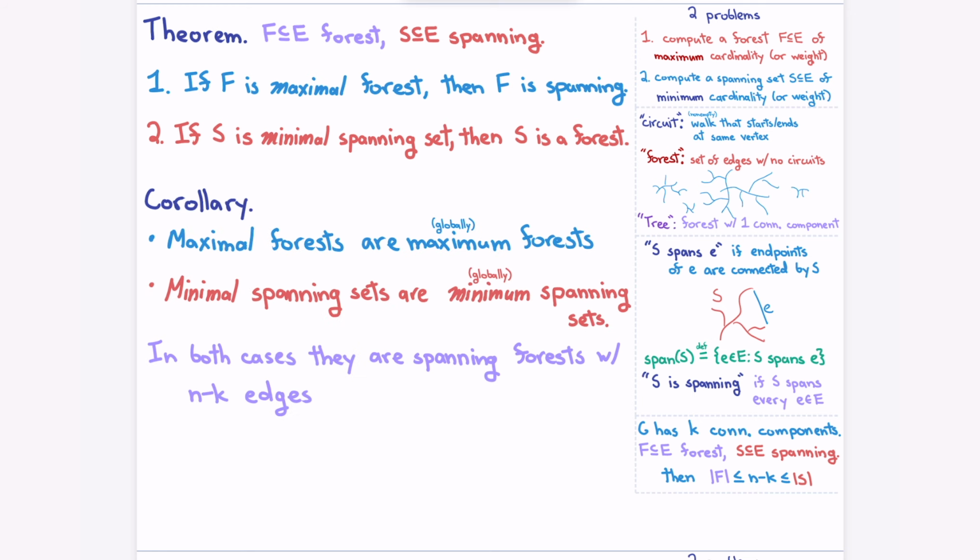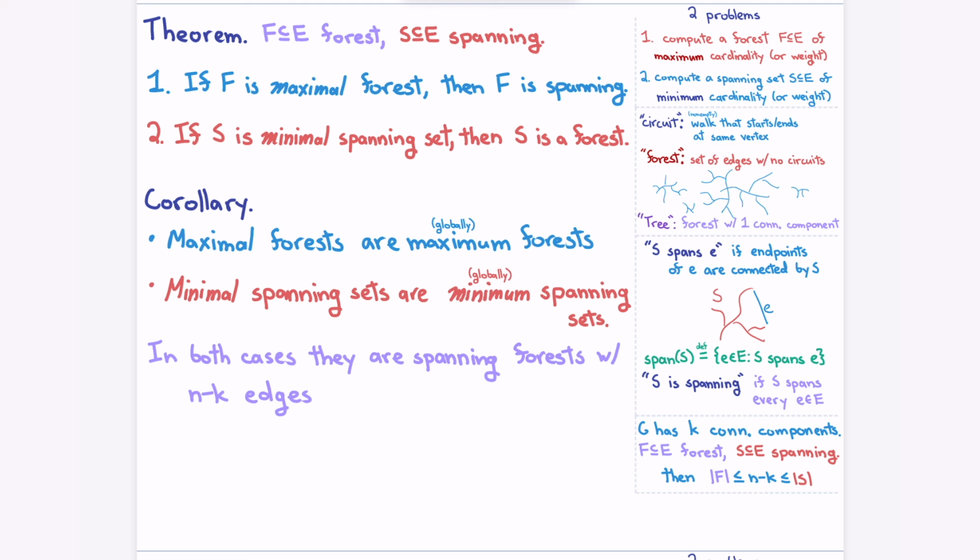Why is that interesting? Well, because you know that the size of any forest is less than or equal to the size of any spanning set. That's what we showed. Size of F is less than or equal to N minus K, less than or equal to the size of S, right? So if you show that a forest is spanning, then it must be maximum. If you show that a spanning set is a forest, it must be minimum, right? And the key point is you have these problems that are actually two sides of the same coin. You can use these two different ideas to mutually certify optimality.